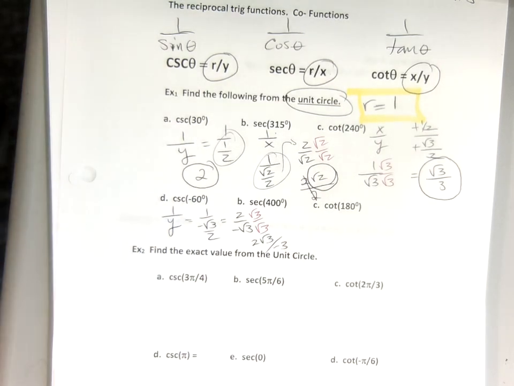Okay, I'll show this one again. I found negative 60 degrees. The y value was negative square root of 3 over 2. I flipped it, right? Can't have that answer, so I got to fix it. So I multiply square root of 3 over square root of 3 gives me 2 square root of 3 over square root of 9. You guys see square root of 9, which is 3.